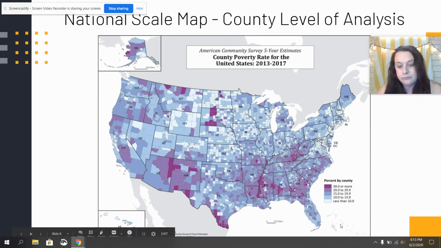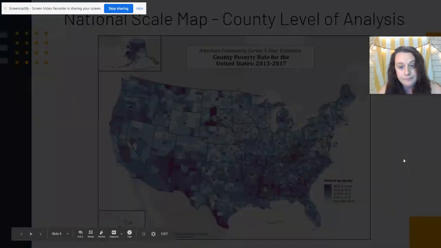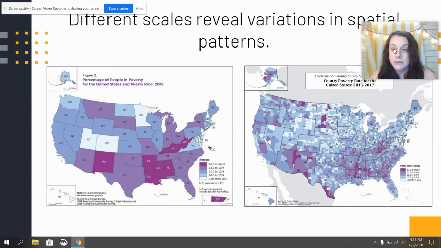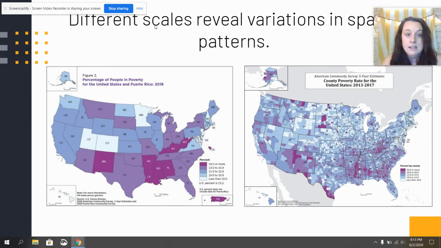And so, again, this is going to tell us more information because we're zooming in closer, and the scale is going to change the data that we're looking at. So again, if I put these side by side, different scales: this national scale, which is a sub-state scale of analysis, and then this national scale but a county level of analysis, they're showing variations in that data.